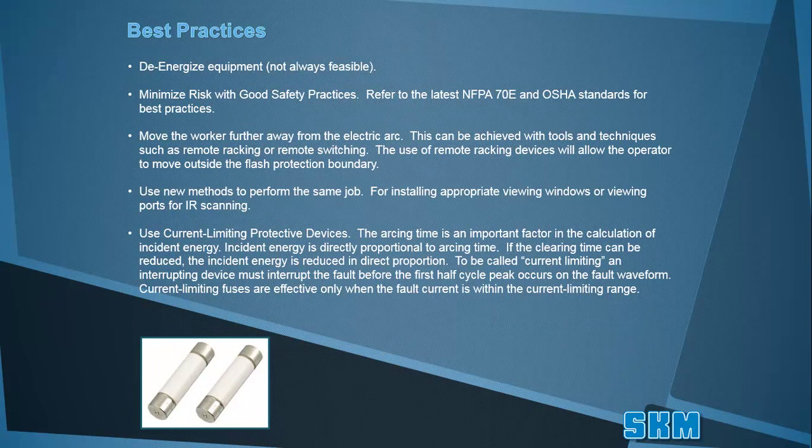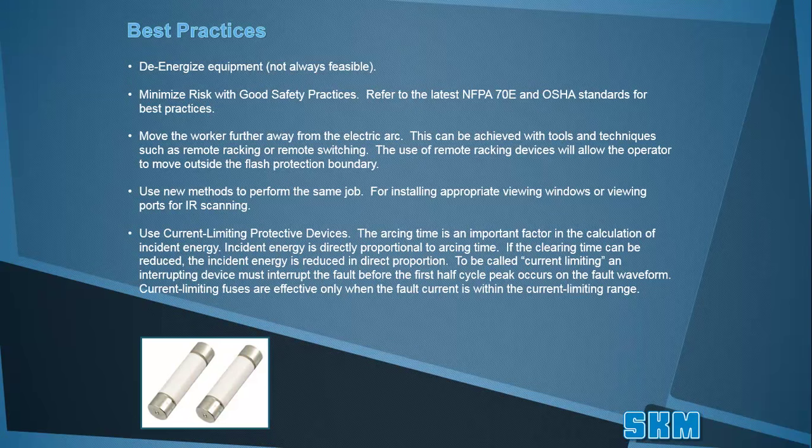Here are some best practices to safeguard against arc flashes. De-energize equipment. Minimize risk with good safety practices. Refer to the latest NFPA 70E and OSHA standards for best practices. Move the person further away from the electric arc. This can be achieved with tools and techniques such as remote racking or remote switching. The use of remote racking devices will allow the operator to move outside the flash protection boundary. Using new methods to perform the same job, for example installing appropriate viewing windows or viewing ports for infrared scanning.